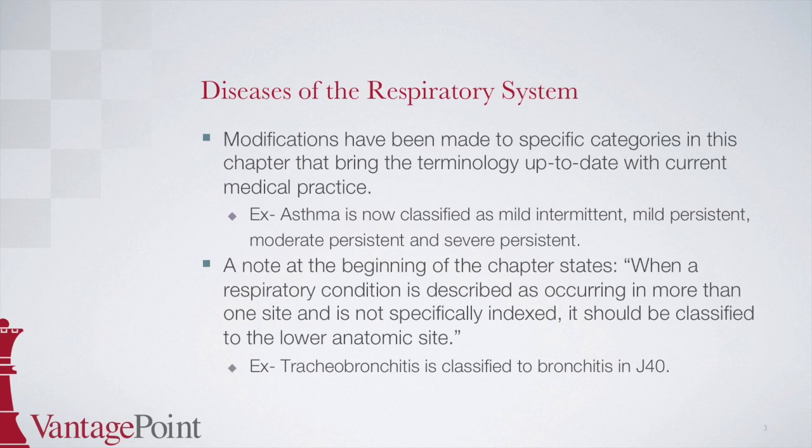In ICD-10, certain terminology has been updated in this chapter. For example, asthma is now classified as mild intermittent, mild persistent, moderate persistent, and severe persistent. Also, unlike in ICD-9, this chapter now contains a note at the very beginning of the chapter, meaning that it applies to all conditions in the chapter, which states, when a respiratory condition is described as occurring in more than one site and is not specifically indexed, it should be classified to the lower anatomic site. For example, the term tracheobronchitis is classified to bronchitis.